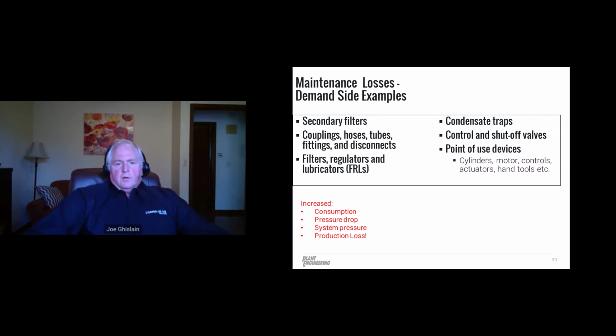The filter regulator lubricators, these can also be big. So again, they're not only ones that can cause issues with air, but then again, it can also cause plugging. It can cause issues with the end use. And if you don't keep lube in the lubricators, it doesn't really help the end uses like it should. Condensate traps we just mentioned, shutoff controls, valves, all of those things, any of that can cause production losses, as well as leakage. And then point of use devices, always cylinders, motors, controls, actuators, hand tools, etc.